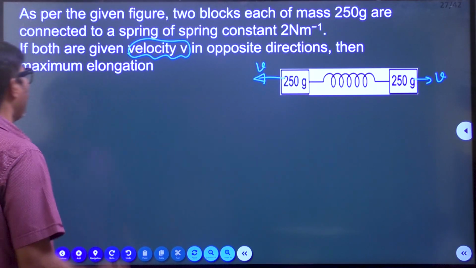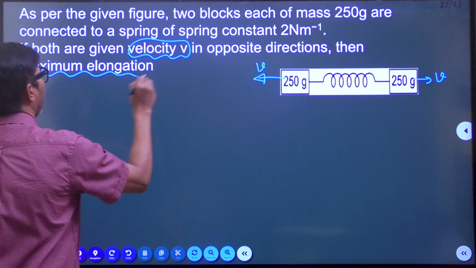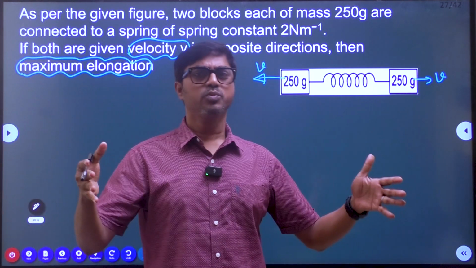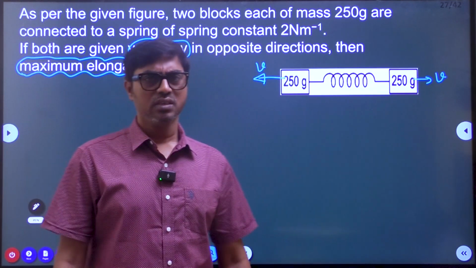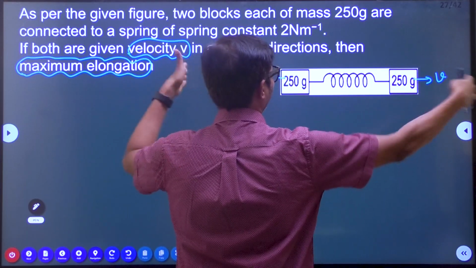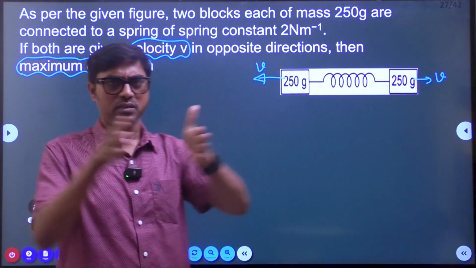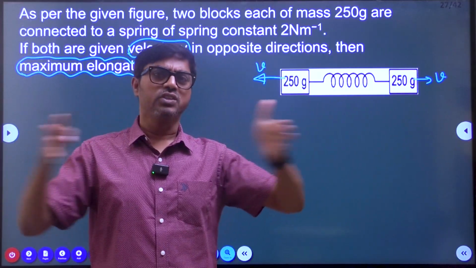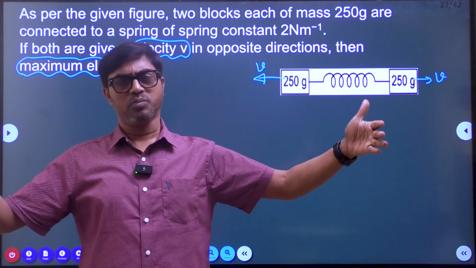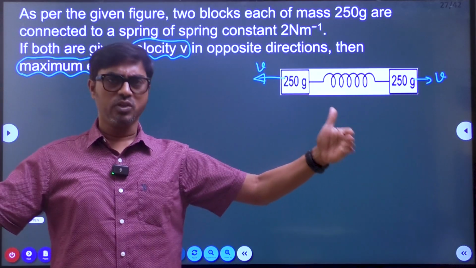So when will you have maximum elongation? That is what we need to understand. When maximum elongation is obtained, you will have minimum kinetic energy. The motion will be oscillating, right? They'll have a phase difference of pi. They'll go like this, opposite to each other. So when they go to their respective extreme positions, that's where you have maximum elongation.